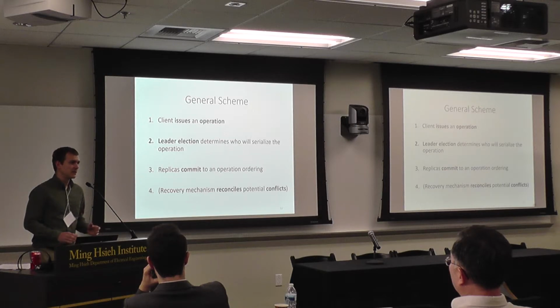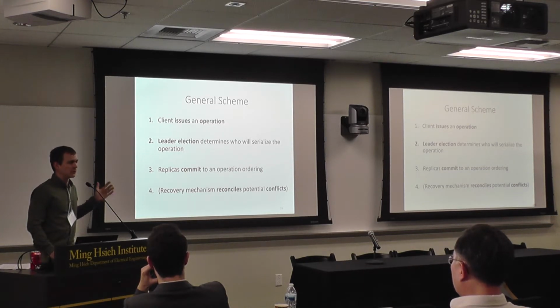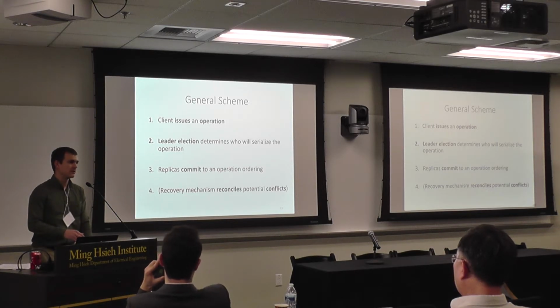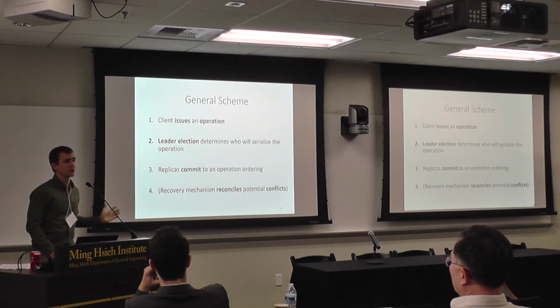Most of the algorithms rely on some kind of centralized decision that is then spread to the others. The third step is committing on what the leader decides to do. Here, the decision of the leader needs to be somehow spread to the other replicas, and the other replicas need to somehow adopt or not adopt what the leader is proposing. And the fourth step is reconciliation of potential conflicts.